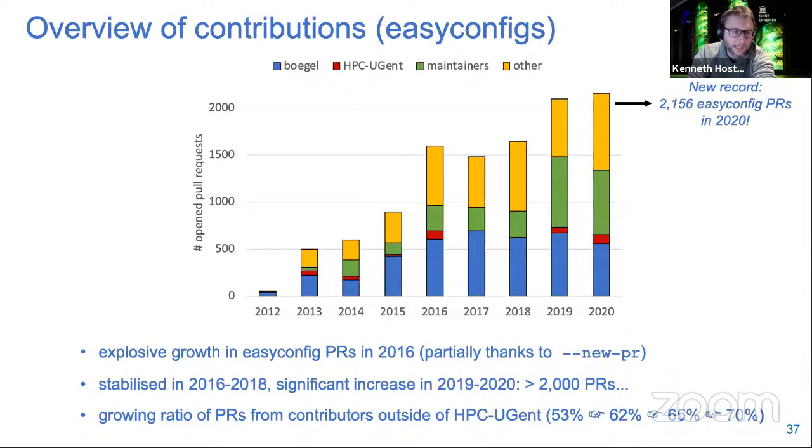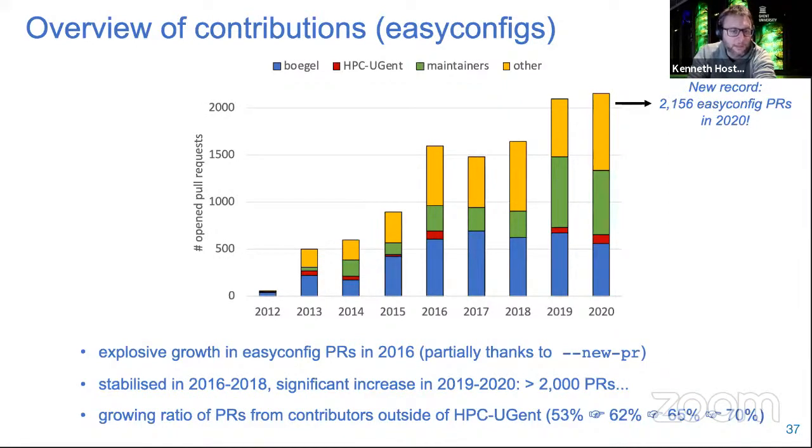The growth you see here since 2016 is partially or probably mostly thanks to the new PR functionality we have in EasyBuild, where you can very easily create a pull request straight from the EasyBuild command line without running any Git commands or without directly interacting with GitHub. So it makes the bar to contributing significantly lower.